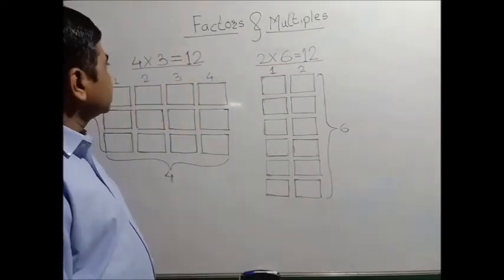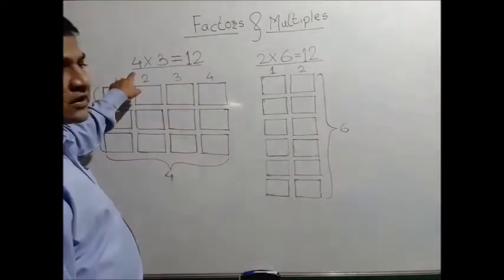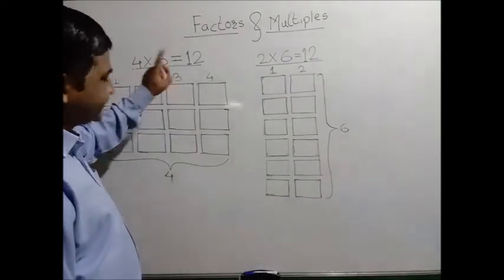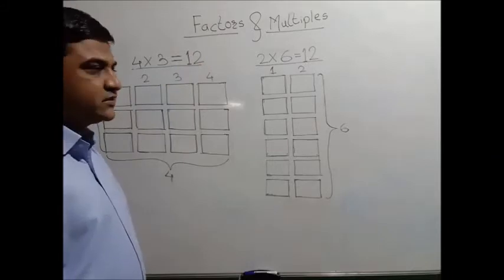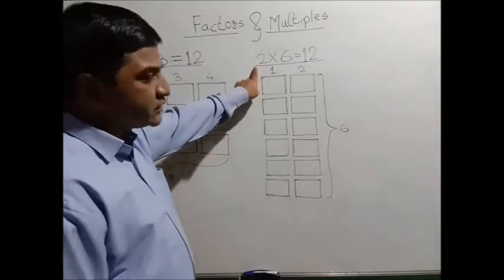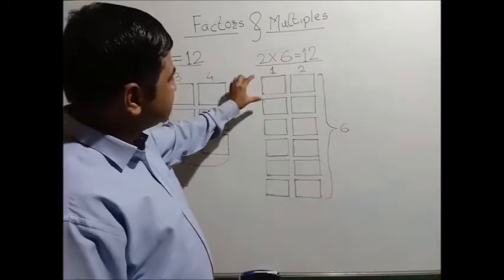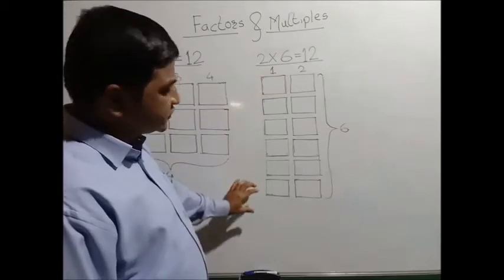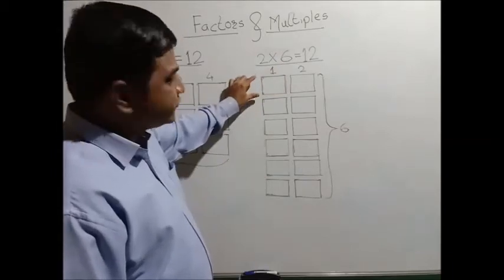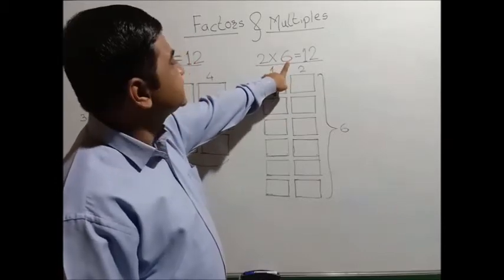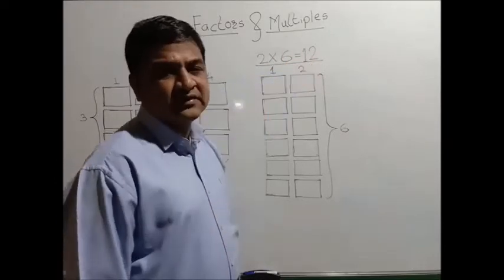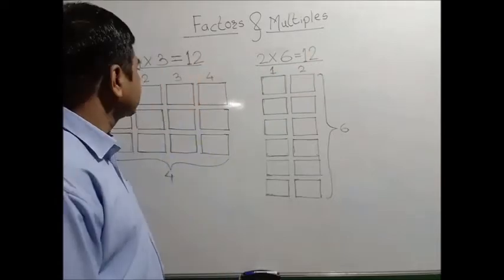But do you know that whenever I multiply 4 with 3, I will definitely land at an answer of 12. Or whenever I multiply 2 with 6, which means 2 is added for 6 times, I will definitely land at an answer of 12.